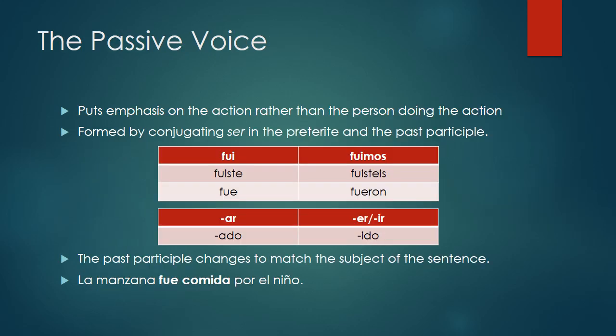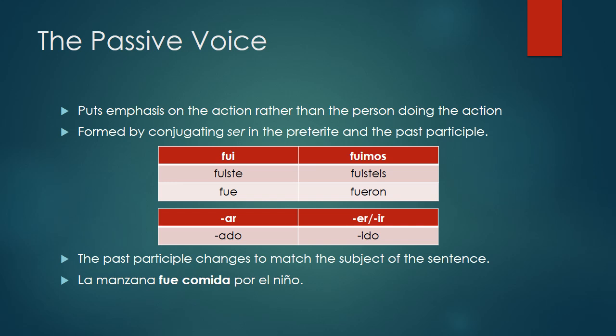The passive voice is a style of sentence that puts emphasis on the action rather than the person doing the action. The passive voice is formed by conjugating ser in the preterite and then using the past participle. The conjugations of ser in the preterite are fui, fuiste, fue, fuimos, fuisteis, fueron. And the past participles end in -ado if they're AR verbs and -ido if they're ER and IR verbs. Of course, there are some irregular past participles, so you'll have to review those.